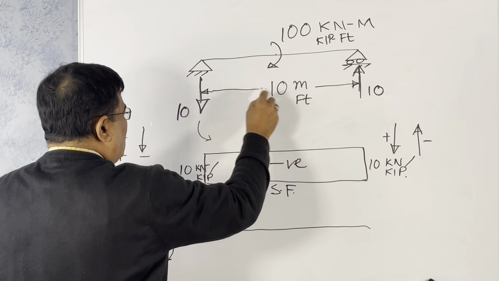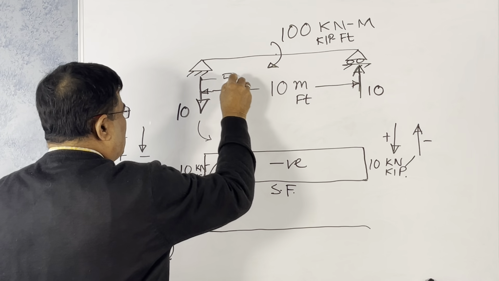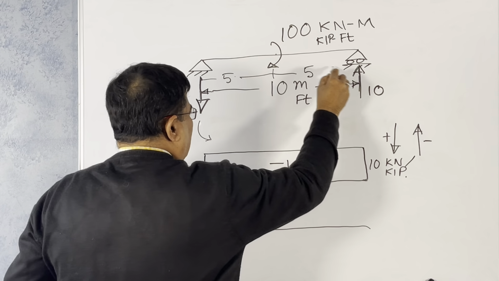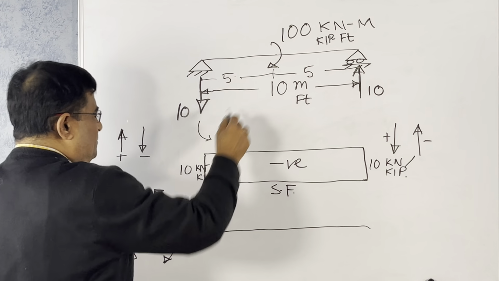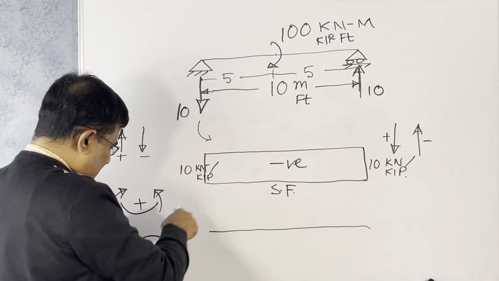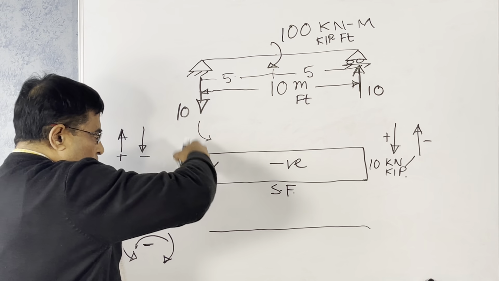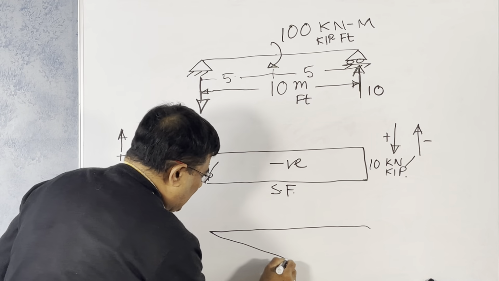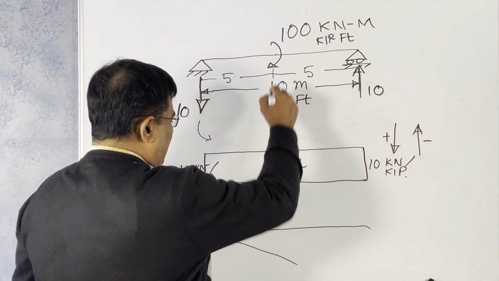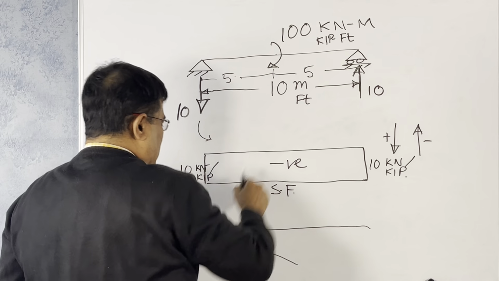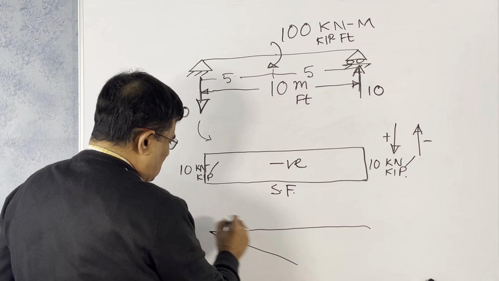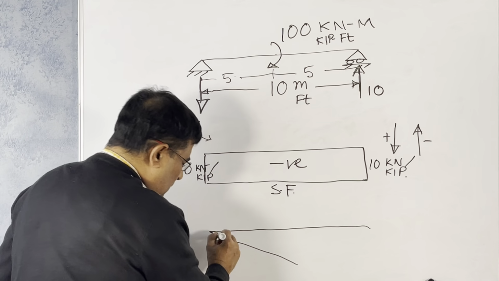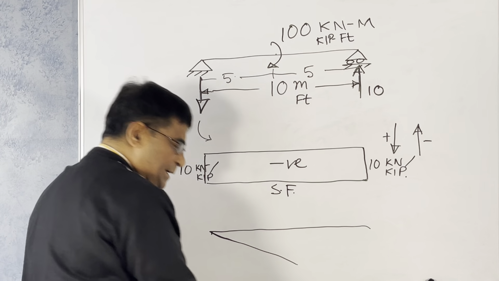Take the moment here. It is 5. It's a midpoint. This is 5. So 10 times 5 is 50, but it is negative. It is causing an anti-clockwise moment. So it is negative 5 going down like this. So at this point, this is constant. The bending moment is linear.